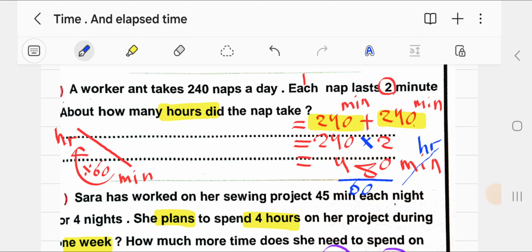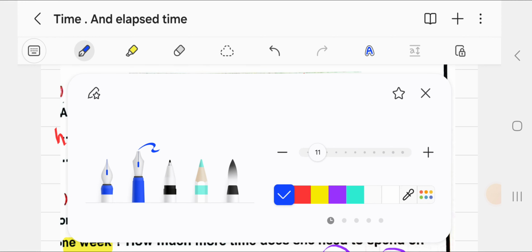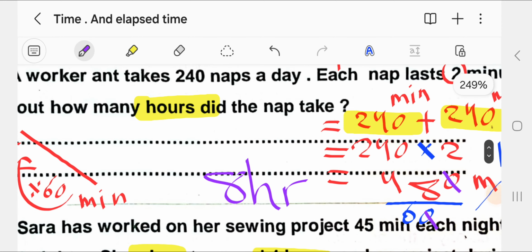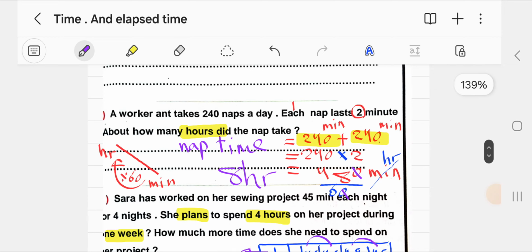Right now make 480 divided 60. Let's solve this together. I have 0 cancel 0. 48 divided 6. It's become 8. And this is just 8 hour. يبقى كل الوقت اللي بتنامه النملة 8 hour. تمام. وقال لي how many hours did the nap take. يبقى نقول nap time become equal all of this.